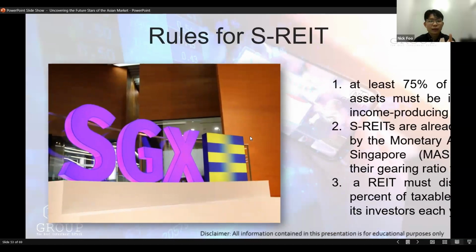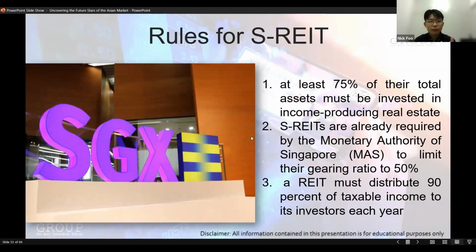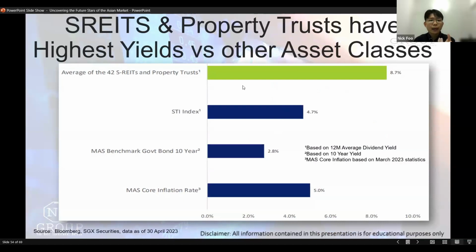And of course, there are rules for Singapore REITs, which are quite strict. If you look at the average of the 42 Singapore REITs, the dividend yield is quite high. As at 30th April, the average dividend yield is about 8.7%. Definitely much higher than the Singapore benchmark index, which is 4.7%, and also higher than the government 10-year bond yield of 2.8%.